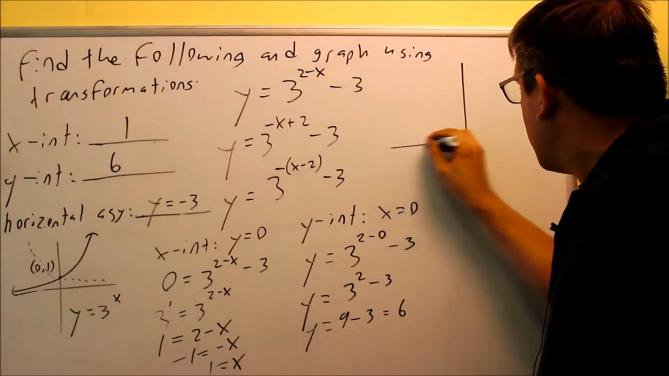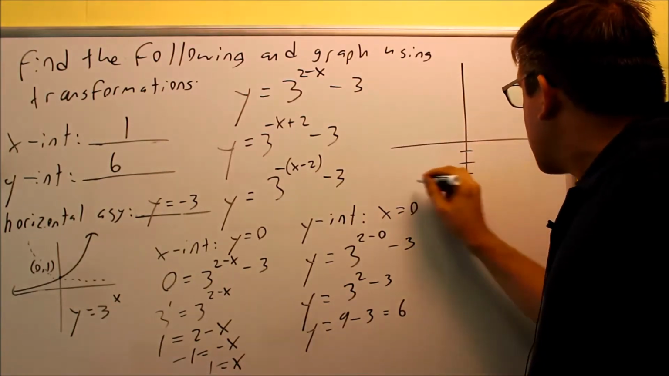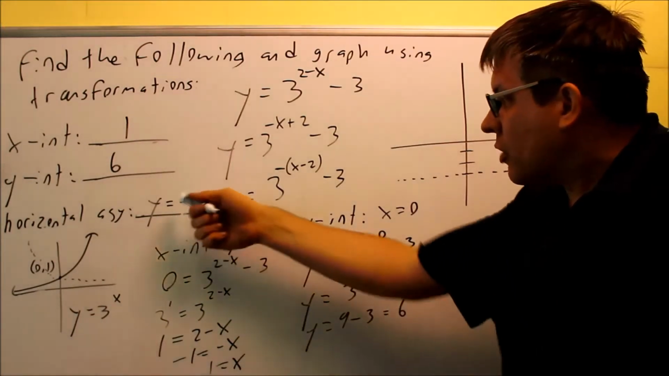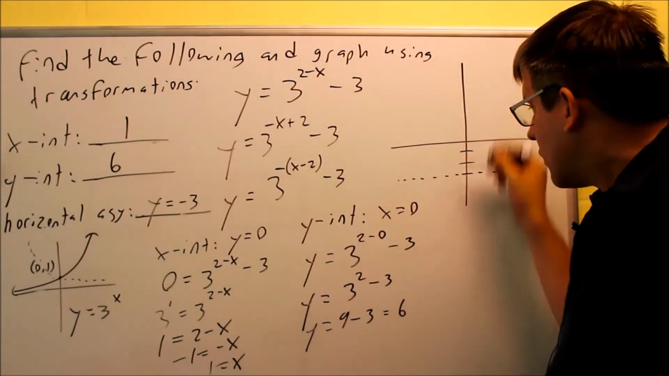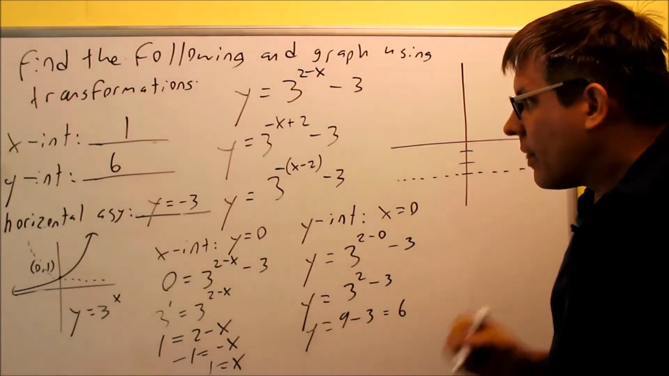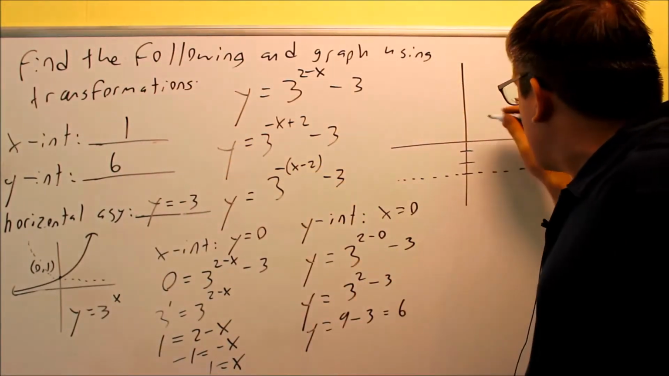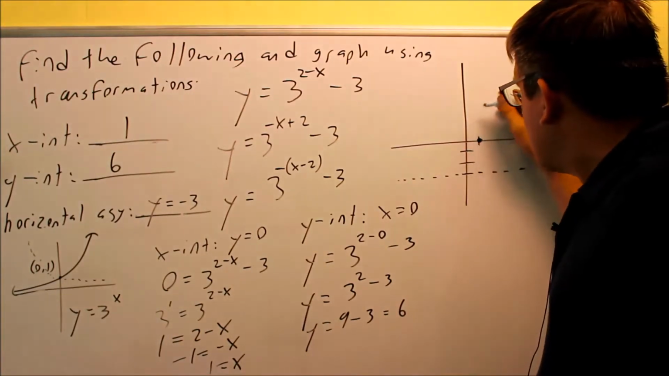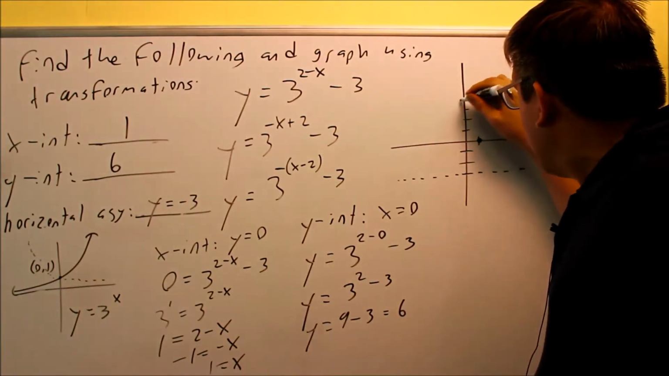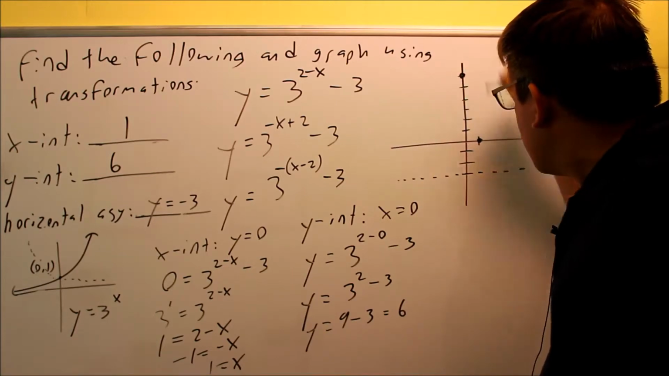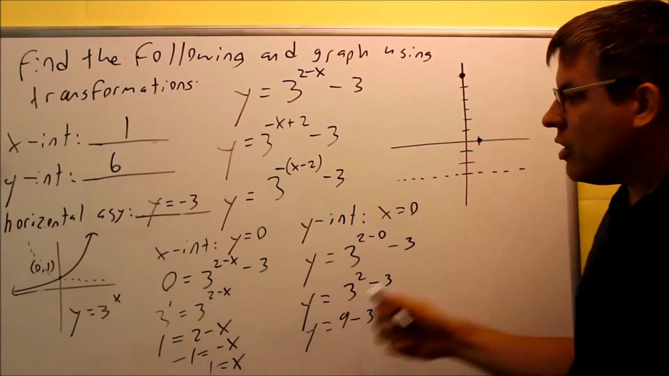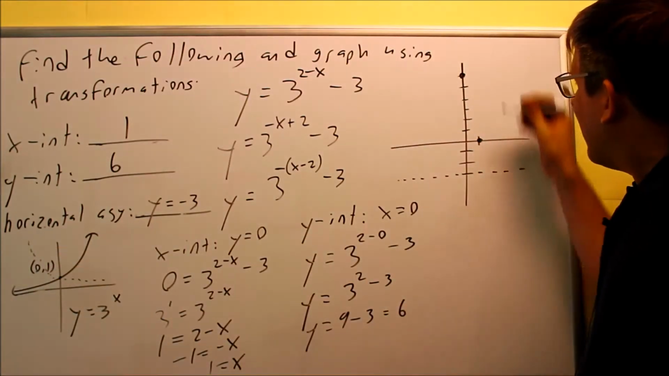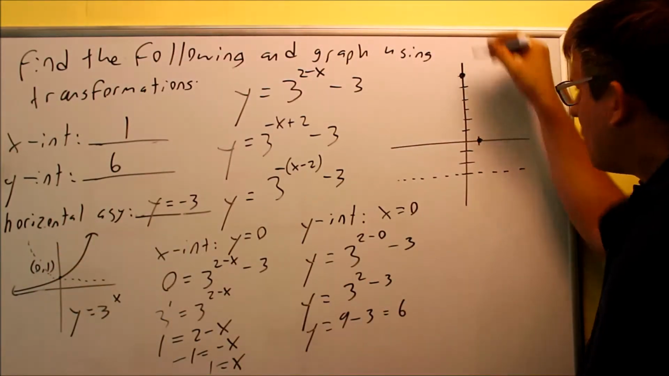First of all, I know that the graph is going to cross at negative 3 right here. That's my horizontal asymptote that I determined earlier, negative 3. It got shifted down 3. Here are my 2 intercepts. The x-intercept is 1. My y-intercept is 6: 2, 3, 4, 5, 6. So there it is right there. The graph needs to look like the dotted line right there. So I need to draw my graph in to make it look like it.